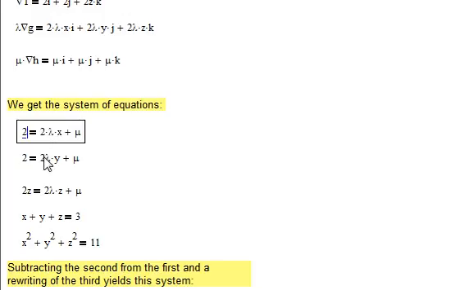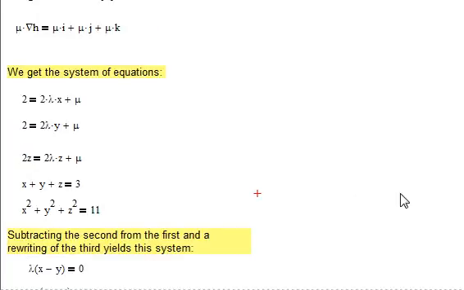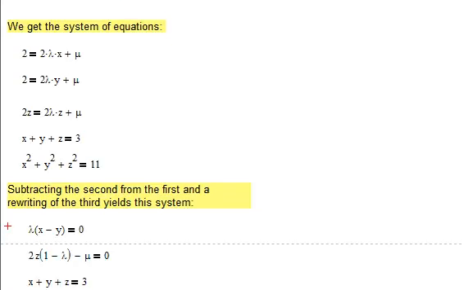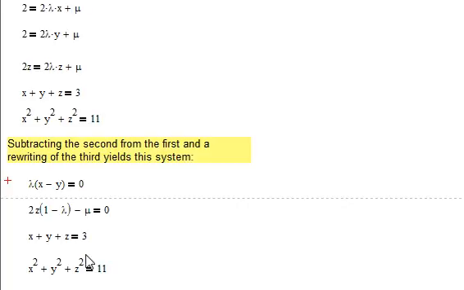We have 2 lambda x minus 2 lambda y, divide out by the 2, factor out the lambda, you got lambda times x minus y equals 0. And rewriting this third equation with the z's all on the same side, we got 2z times 1 minus lambda minus mu is equal to 0. And we also have our other two constraint equations.